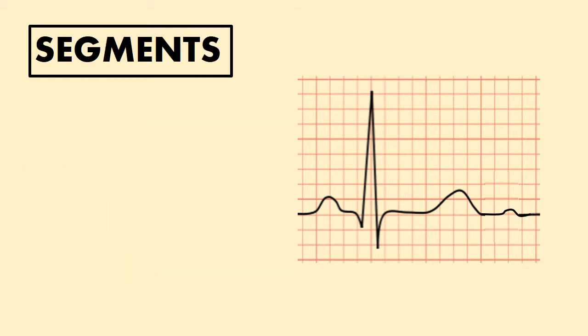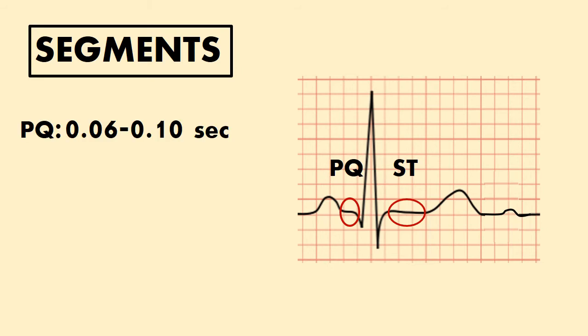The two segments that can be seen on an ECG are PQ or PR and ST segments. The duration of PQ or PR segment ranges from 0.06 to 0.10 seconds, and the duration of ST segment ranges from 0.05 to 0.15 seconds.